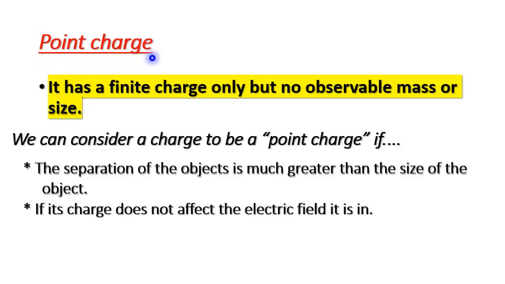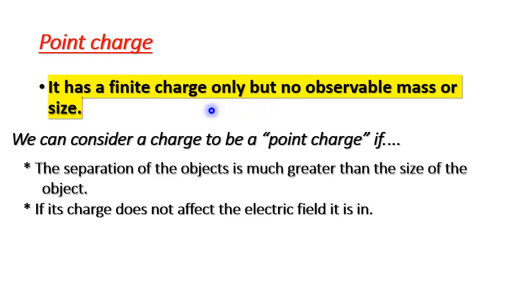Point charge. What does it mean? You can assume a small charged mass. Comparing to the mass of that object, if the magnitude of charge on it is much greater, then we can say it is an example of a point charge. That is, it has a finite charge only. It doesn't have any observable mass, or its mass could be ignored.